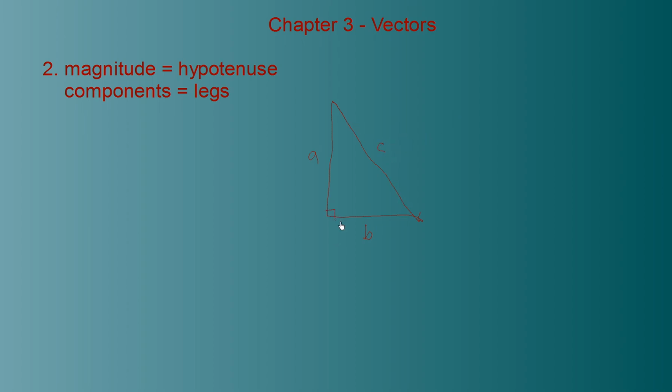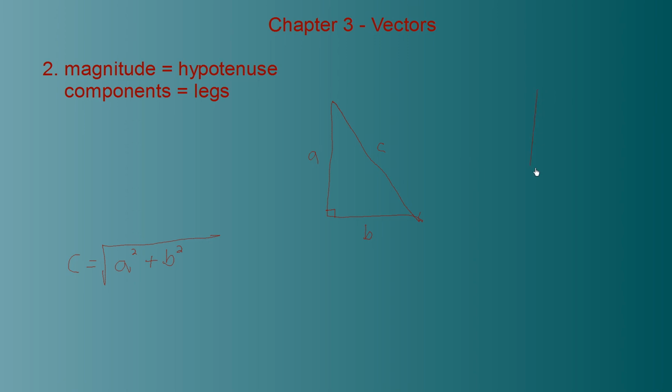This is a right triangle. And so what that means is, to find the magnitude, C, you can use the Pythagorean theorem, and you know that it's the square root of the legs, or the components, squared and then added together, the sum of the squares of the components, and that gives you the magnitude. This is a two-dimensional triangle. This works in 3 dimensions.